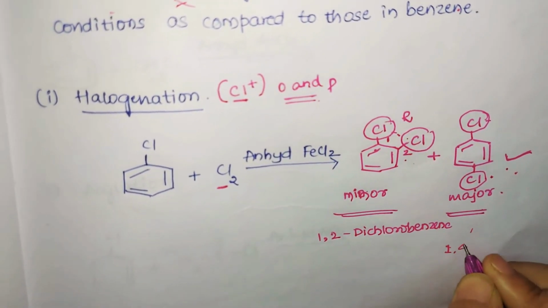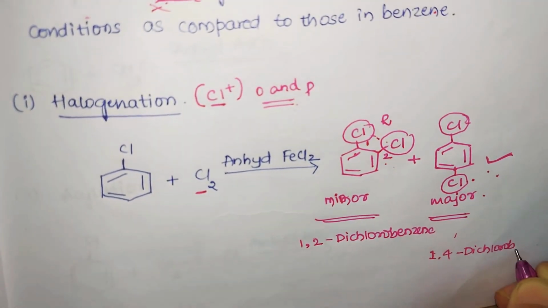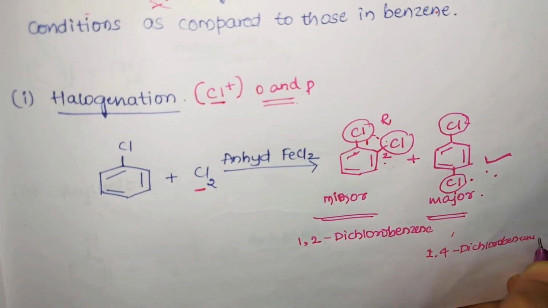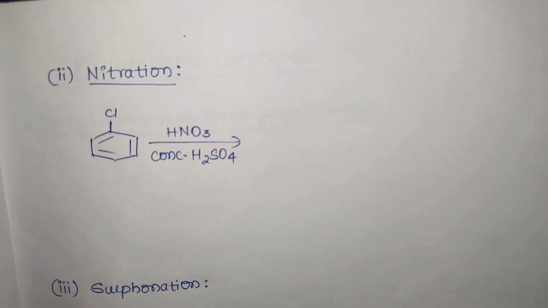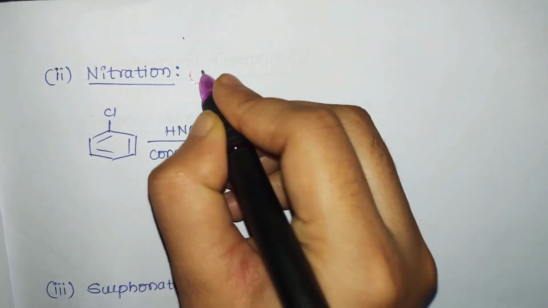And the next is 1,4-dichlorobenzene. So these are the two possible products, out of which the para product is always the major product. Next reaction, nitration. So in the nitration reaction, which will be your electrophile?